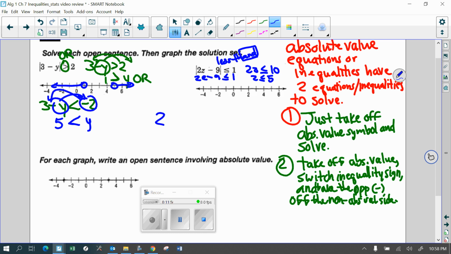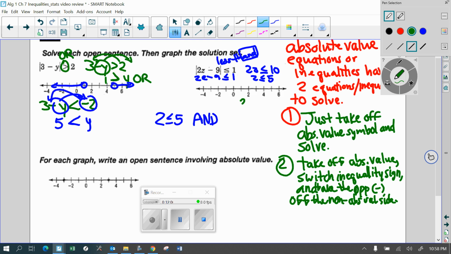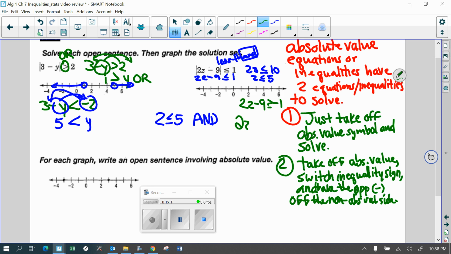So if z is less than or equal to 5, and so you don't forget, now I have to solve it when, let's change this, 2z minus 9. Remember, I switch the inequality symbol and do the opposite of that side. It's still, the coefficient of z is positive, so I leave it on the left, add the 9 across, 9 minus 1 is 8, and last step divide by 2, so z is greater than or equal to 4.